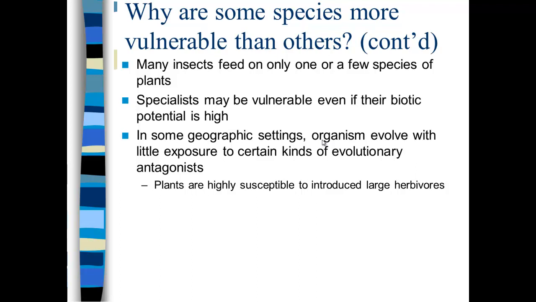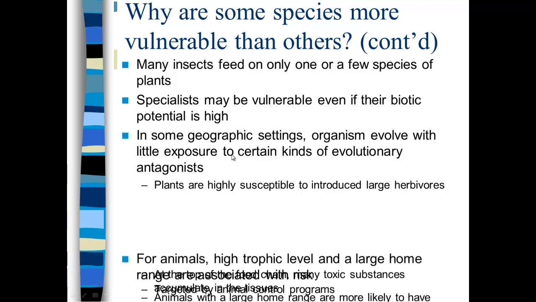And then in some geographic settings, organisms evolve with little exposure to certain kinds of evolutionary antagonists. Plants can be highly susceptible to large herbivores if they're introduced. And without this type of evolution, without this type of diversity, when little evolution takes place, then those species can go extinct.